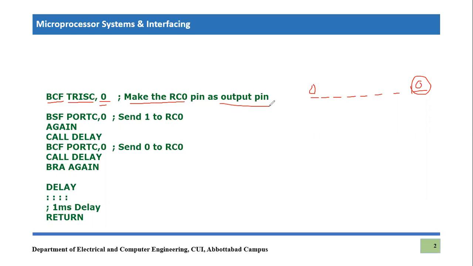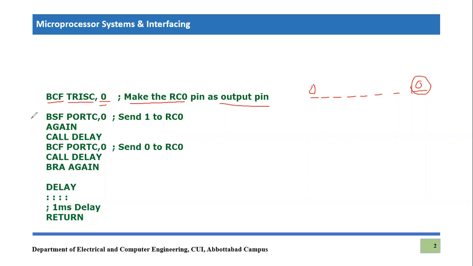This is the first time we are making just a single pin either output or input from a complete port. We are not making the complete port an output; we are just making the port C 0th pin an output. If you consider port C with 8 pins, RC1, RC2, RC3, RC4 will remain input pins after this instruction executes, and only RC0 has become an output pin. I hope this point is clear.